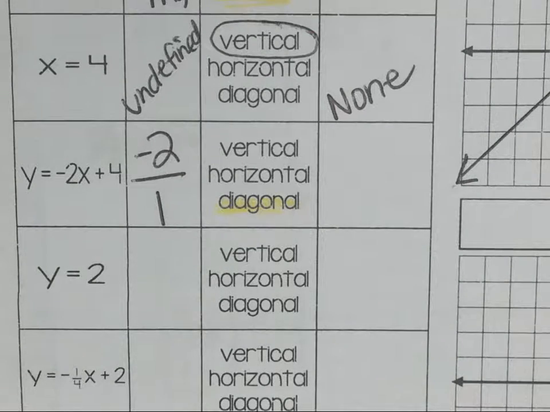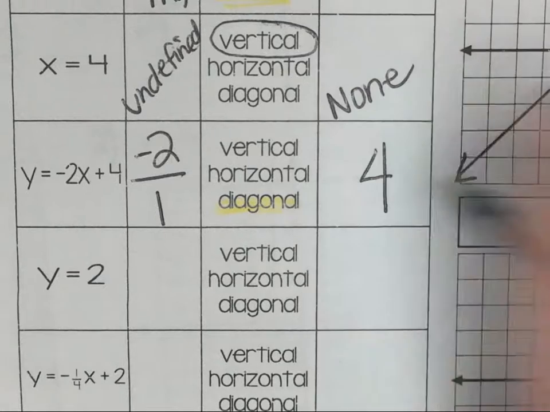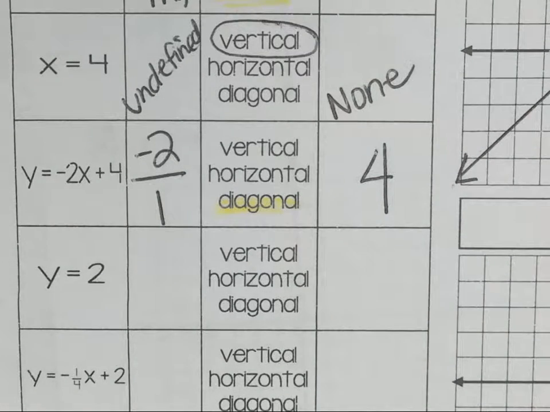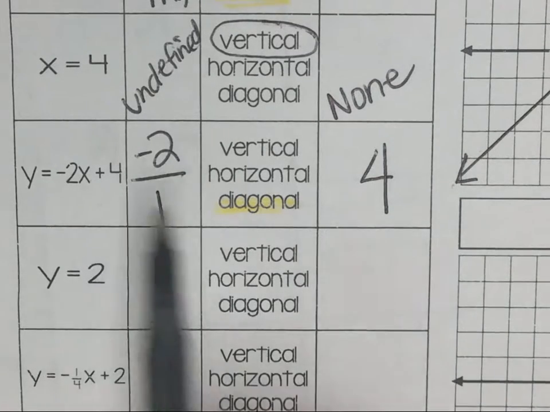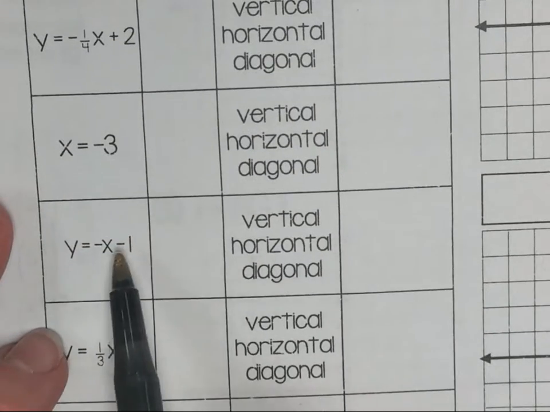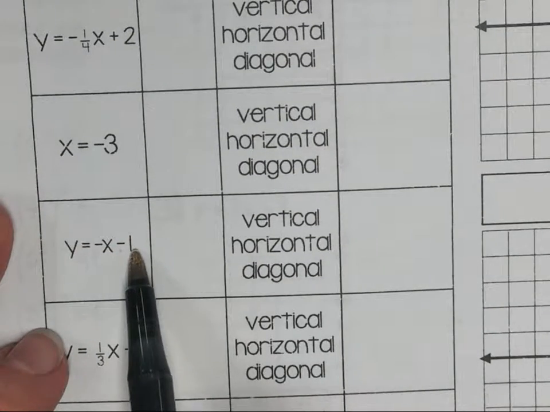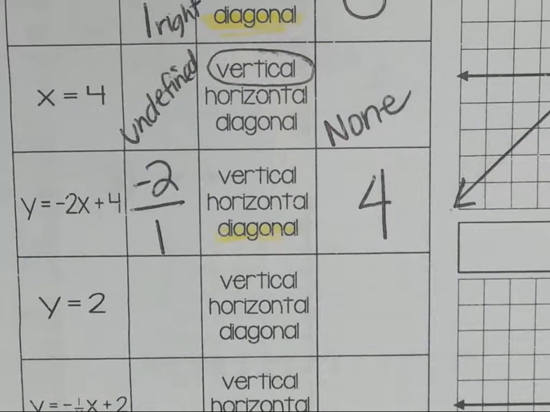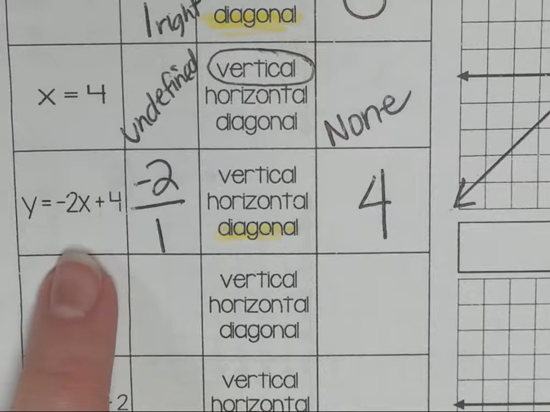Okay, and what's our y-intercept? 4. How do I know this 4 is going to be positive? It has a plus sign. Later, you guys will have a -1 here. So what's the y-intercept? -1. Good. That's a smart idea.